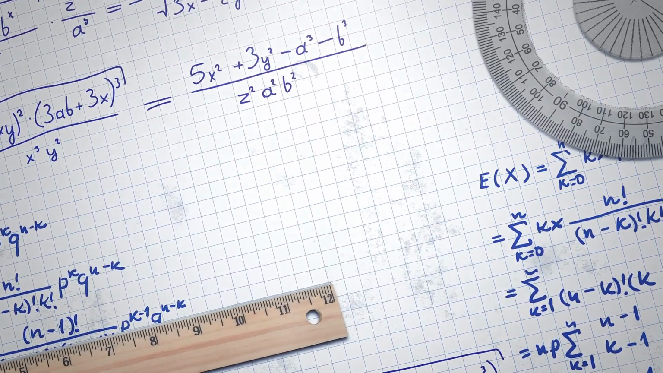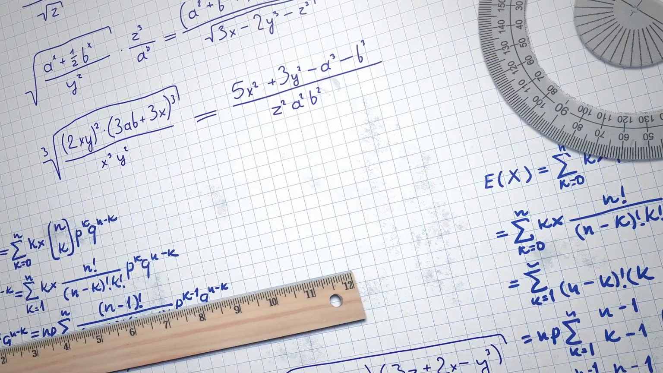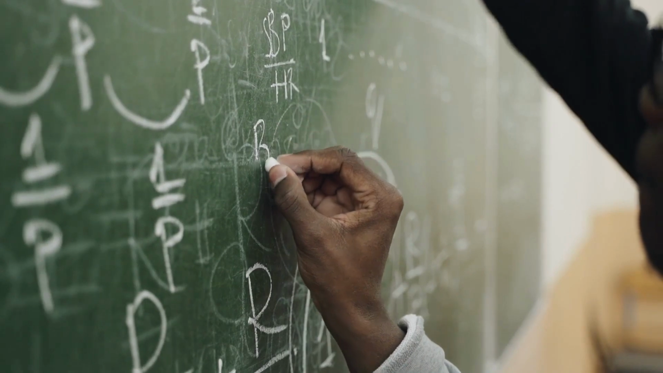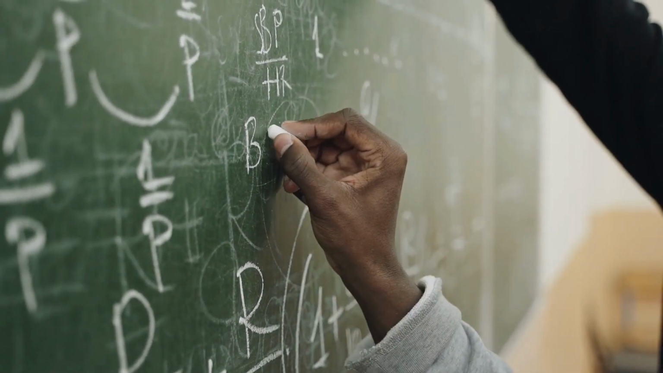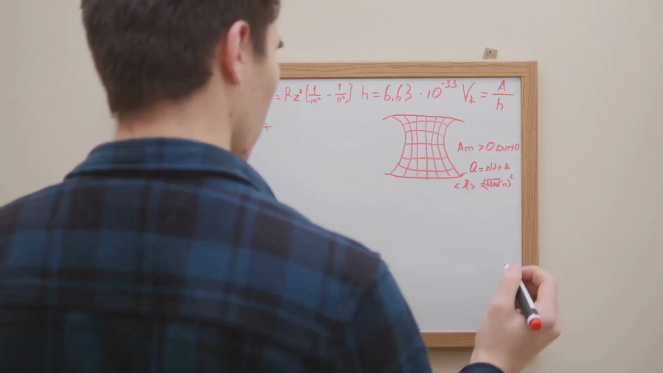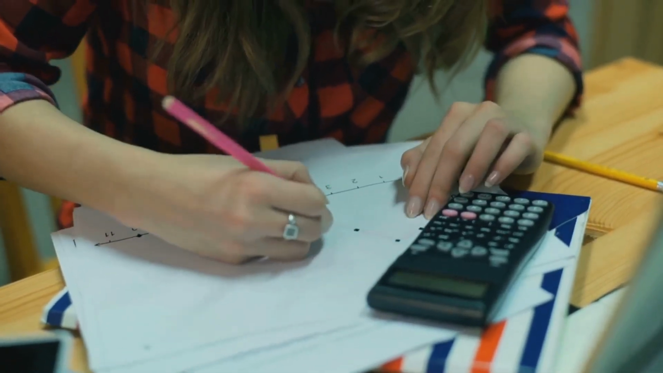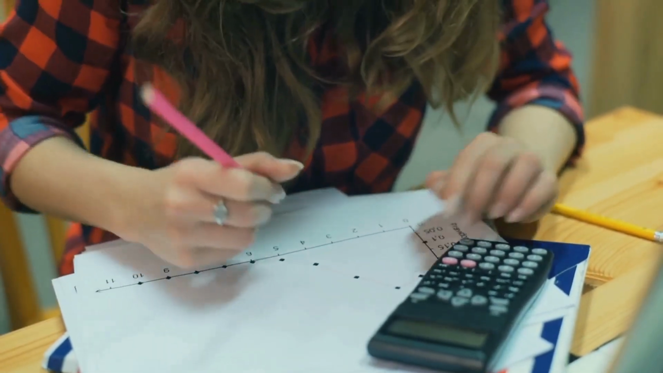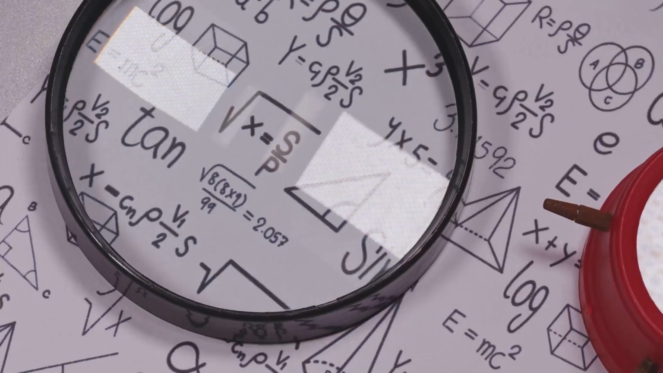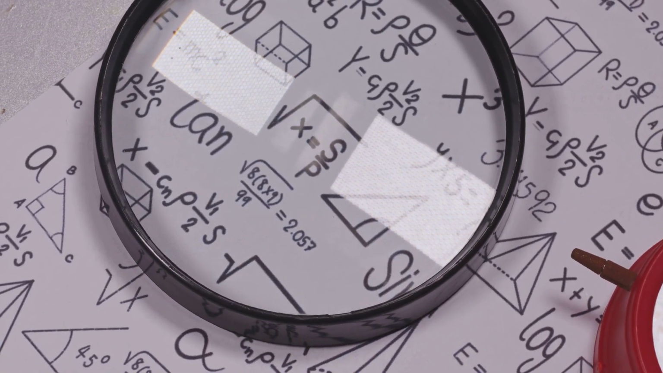Question 3. Determine the roots of the polynomial function f of x equals x cubed minus 6x squared plus 11x minus 6. To determine the roots, we can use the rational root theorem and synthetic division or factorization. Step 1. Finding possible rational roots. The possible rational roots are the factors of the constant term, negative 6, divided by the factors of the leading coefficient, 1. The factors of negative 6 are plus or minus 1, plus or minus 2, plus or minus 3, plus or minus 6.